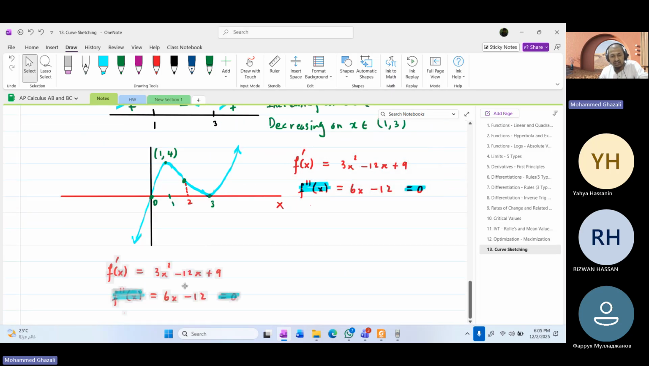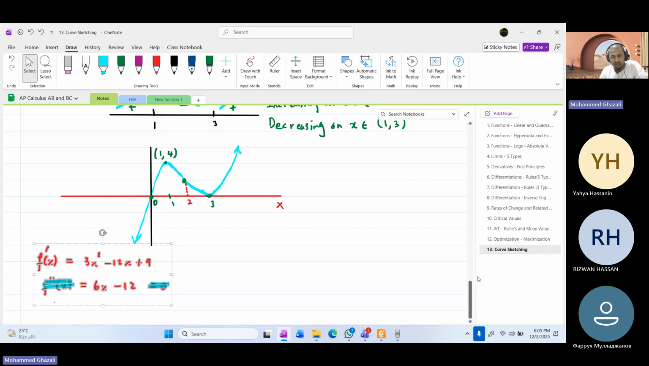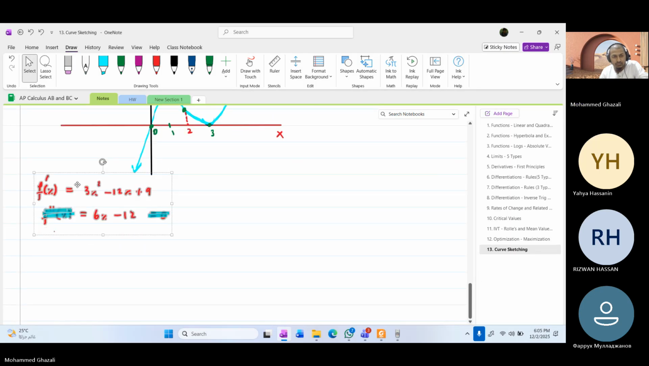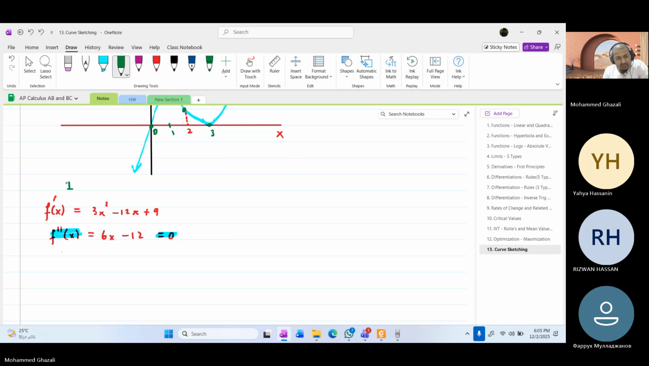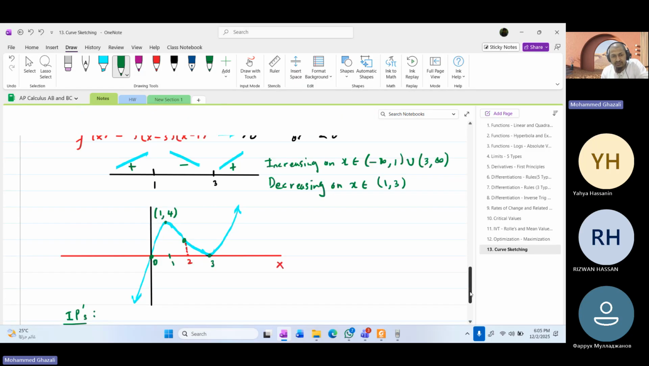But I want the y value as well. So let's put it here. What are we finding? In this point, we are finding the inflection point, so let me write this, IP. Right, so we're finding the inflection points, IPs. So x is equal to 2. If x is equal to 2, I can put the value of 2 in the original function and find f of 2.